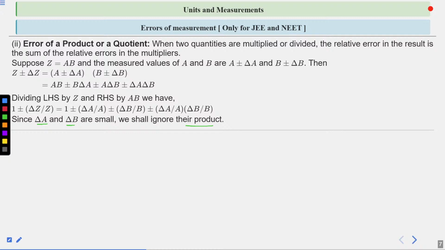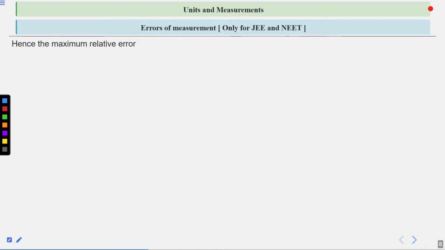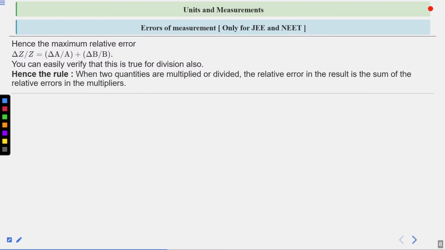So this is all about the product. Hence the maximum relative error delta Z by Z is equal to delta A by A plus delta B by B. You can easily verify that this is true for division also. Hence the rule: when two quantities are multiplied or divided, the relative error in the result is the sum of the relative errors in the multipliers.